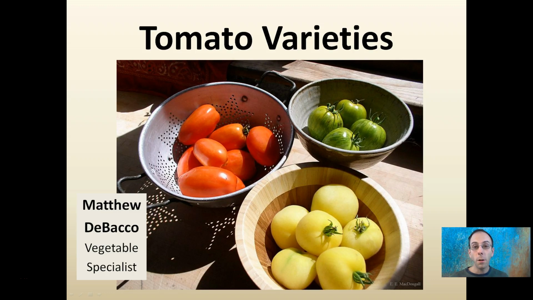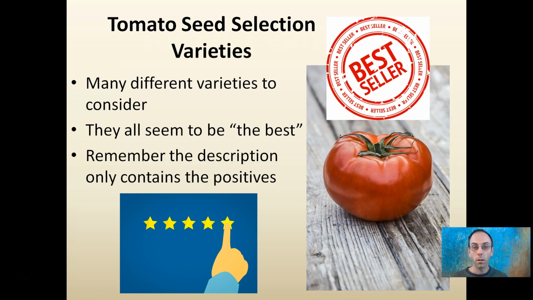Here we're going to look at different tomato varieties. You can see just in these three containers here some of the large differences just in color that we can get, but also shape when we're looking at tomatoes.